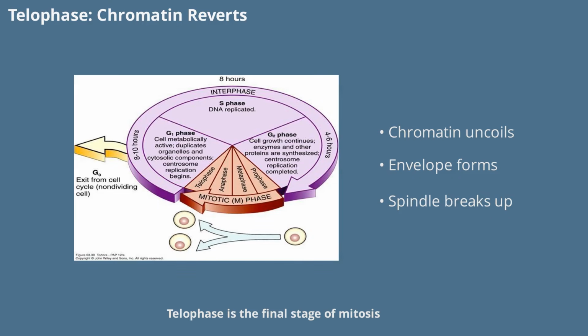Telophase is the final stage of mitosis. Identical sets of chromosomes uncoil and revert to their thread-like chromatin form. The nuclear envelope forms around each chromatin mass, nucleoli reappear, and the mitotic spindle breaks up. This stage restores the cell's internal structure, preparing for cytokinesis.